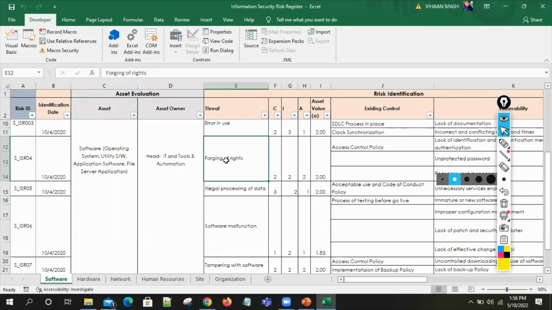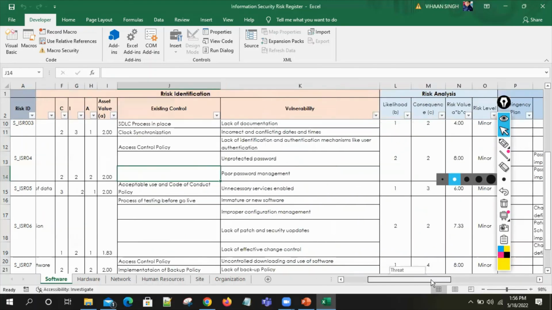When you have identified forging of rights as a threat, then based upon the threat, you will identify the C plus I plus A rating: confidentiality, integrity, and availability. How critical is the confidentiality of this tool? If it is very critical, then it will be 2. Integrity, you cannot compromise on, so it is also high, and you can give it the rating 3. Availability, as per the 1 to 3 rating you have seen, we can give the rating. Based upon that, the asset value will come.